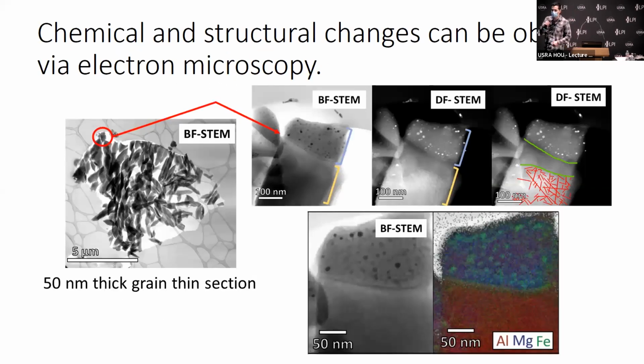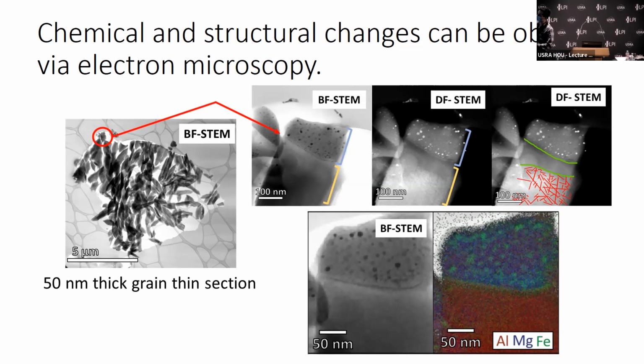Many such features can be observed via transmission electron microscopy. So this is a lunar anorthite that was embedded in epoxy and sliced into 50 nanometer thick thin sections. It's a scanning TEM image, bright field mode. And the features we're interested in are on the very rim.